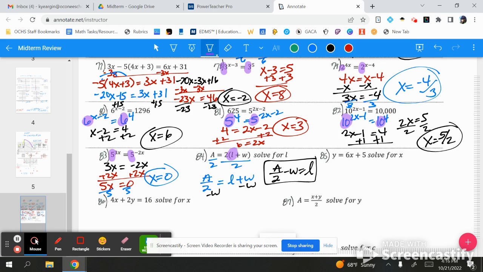For 85, I want to solve for X. Okay. So I want to subtract 5 from each side. Y minus 5 equals 6x. Divide each side by 6. So y minus 5 divided by 6 is going to equal x.